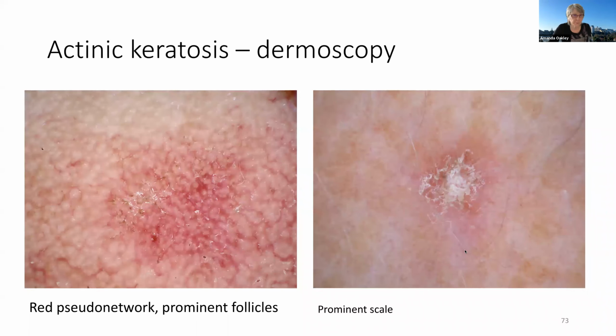Now, the dermoscopy of a facial actinic keratosis is very characteristic, with a red background on which are prominent follicles, and there may be some scale. Off the face, we don't see that pseudo-network appearance, but we see scale on a red background.